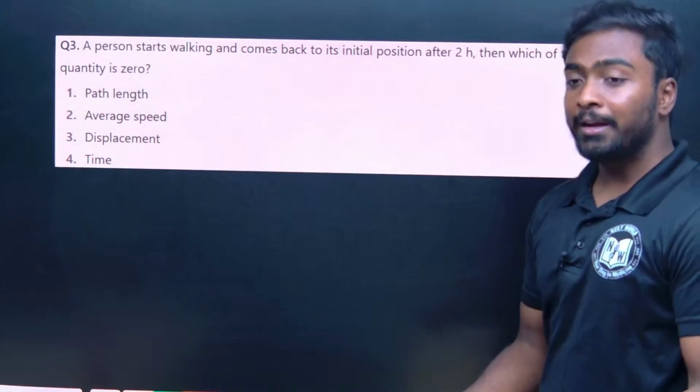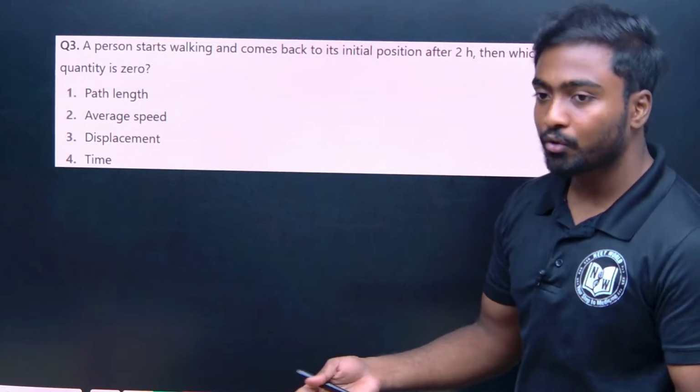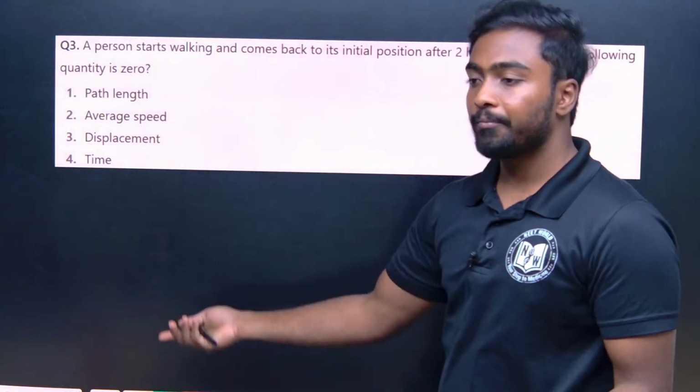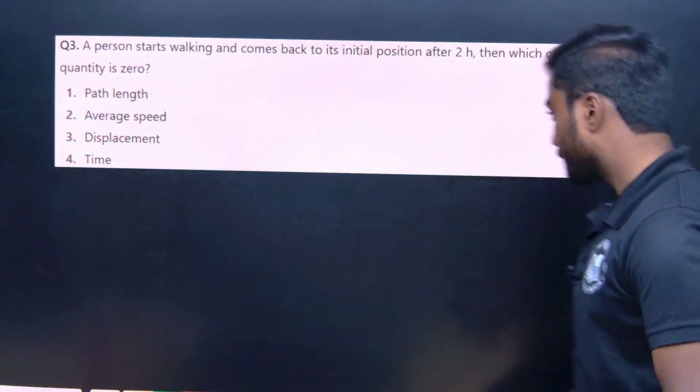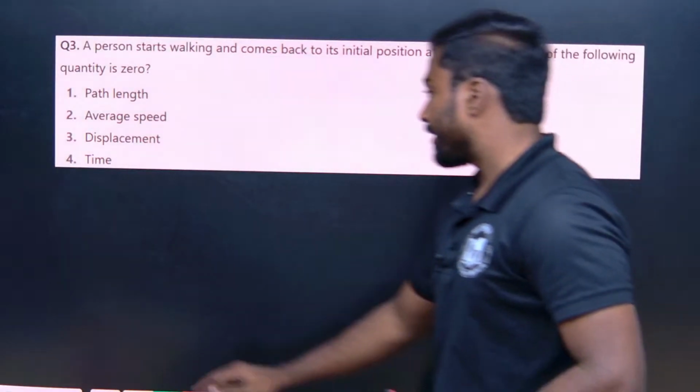Average speed, speed is nothing but distance by time. Distance also can't be 0. Displacement, obviously. Time, obviously time will be there, no? Yes, option 3 is the answer. Done.